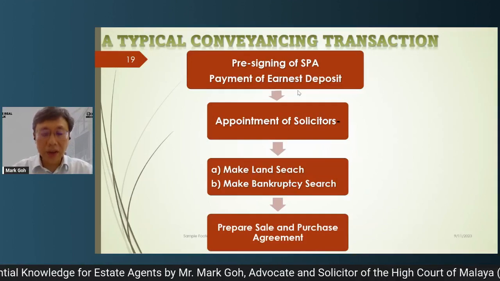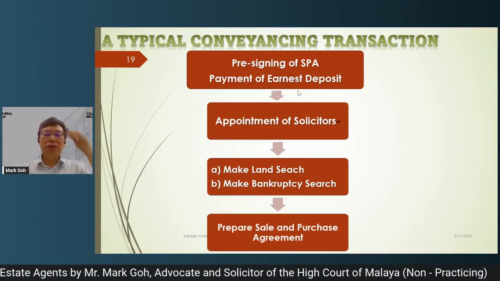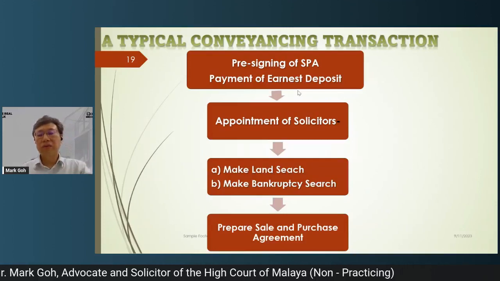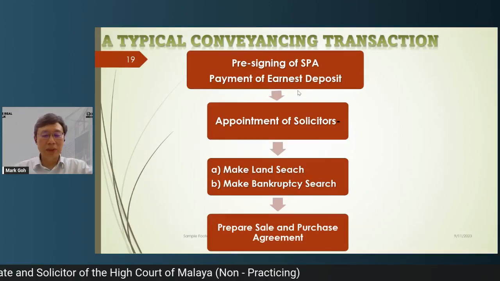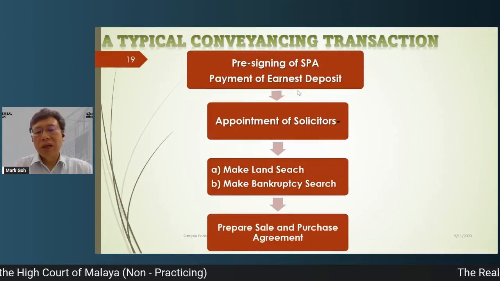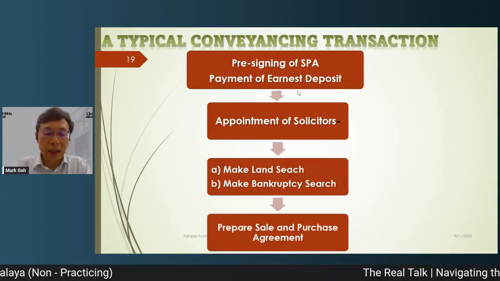So do land search and hey, why got caveat one? Never tell me anything. Oh, then suddenly the guy tells you, oh, sorry, I've got this issue with this person, that issue with that person. Yeah, it's like you never ask, I didn't tell you lah. Got lah like that. Clients got like this.